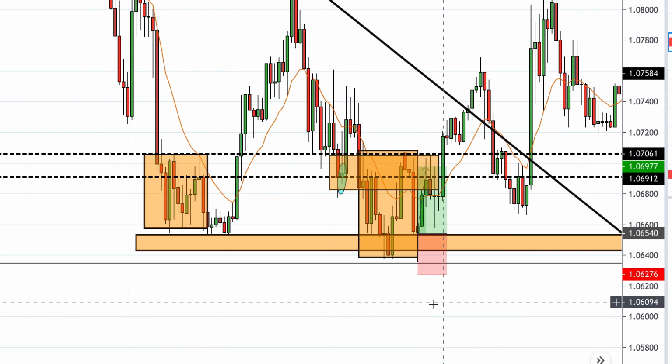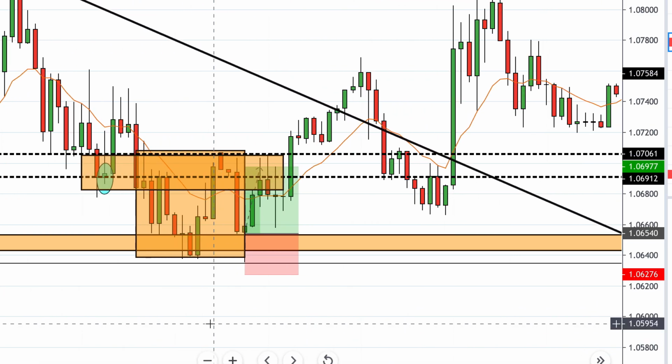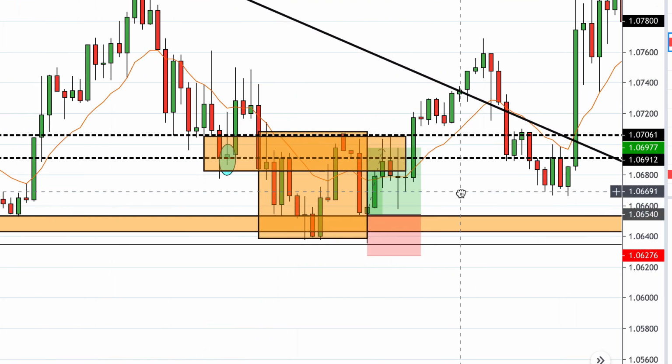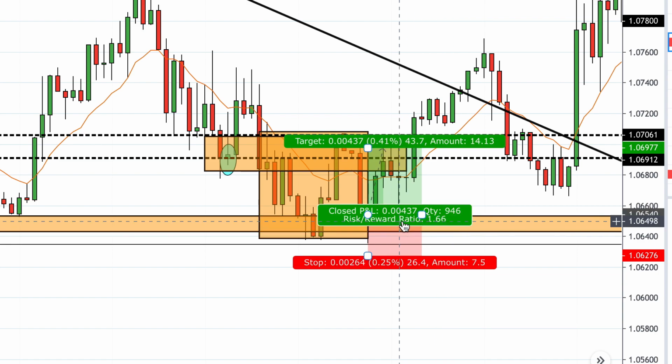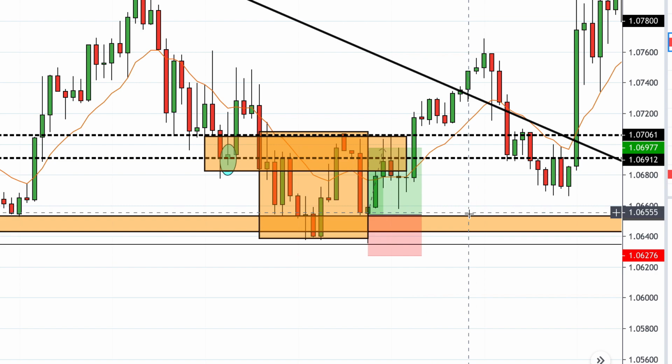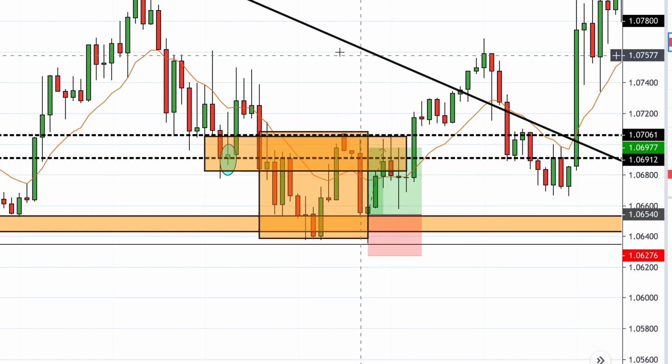I'll zoom in for you guys. We got entry on support here. I could have waited. I got a bit eager and I actually got in on the top of the support. We could have waited for the bottom wick, but we got in here. It was a risk to reward of 1 to 6, 43 pips, 26 pips stop loss. Entry on 106, and it hit take profit within a couple hours.